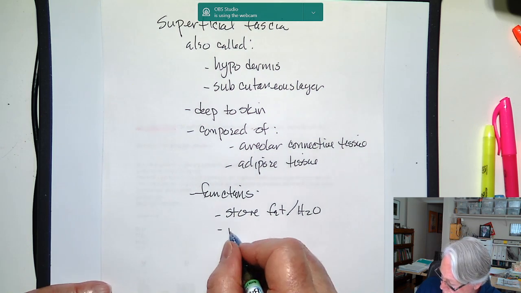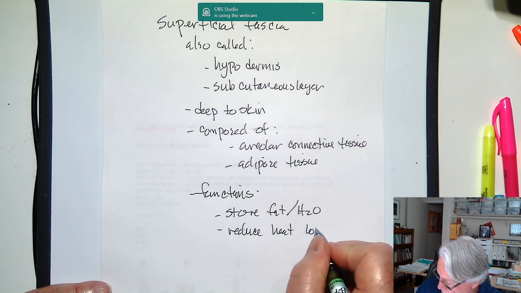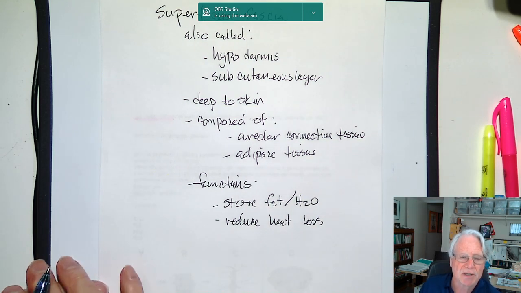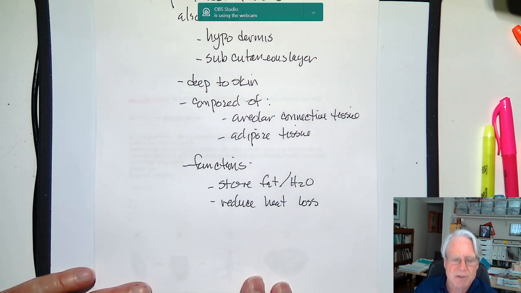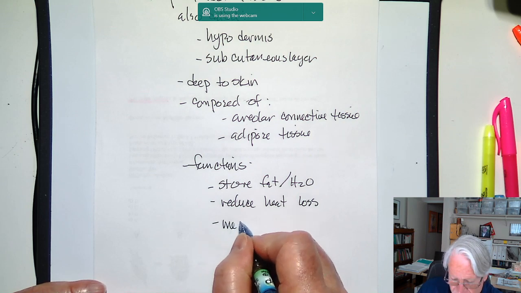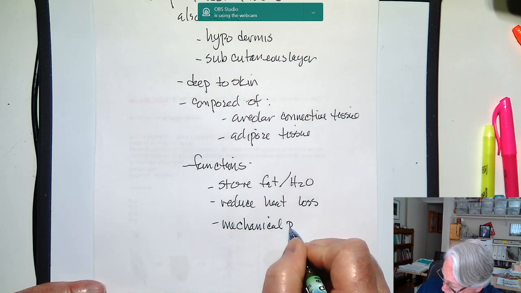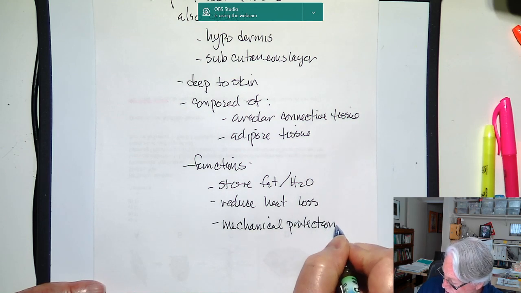It is a way to reduce heat loss. Remember, muscle tissue is producing 85% of our total body heat, so this is a layer that helps that muscle tissue to do its job, maintaining our high internal temperatures. Okay. Also provides mechanical protection to muscle tissue. What do I mean by mechanical protection?